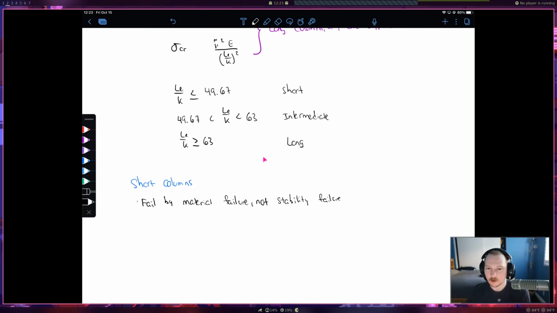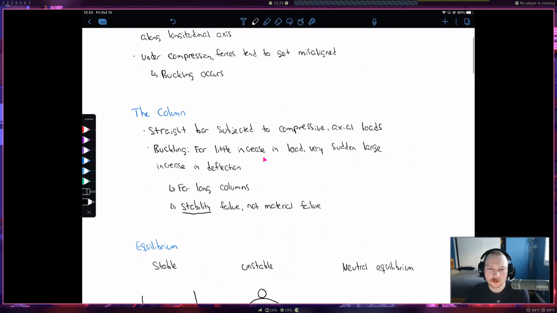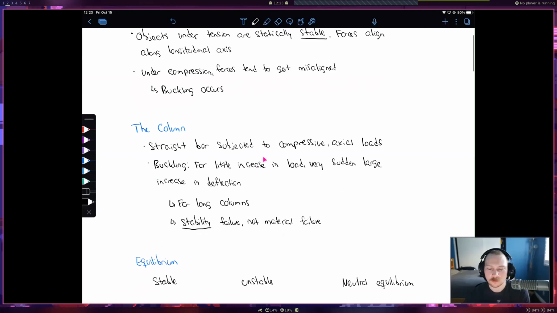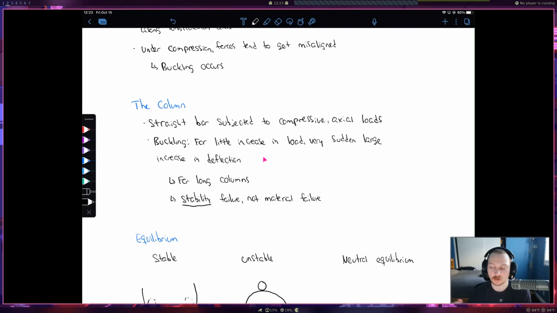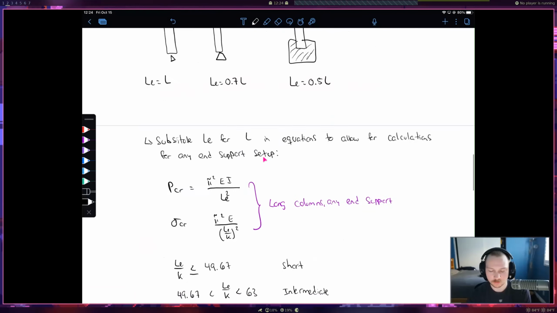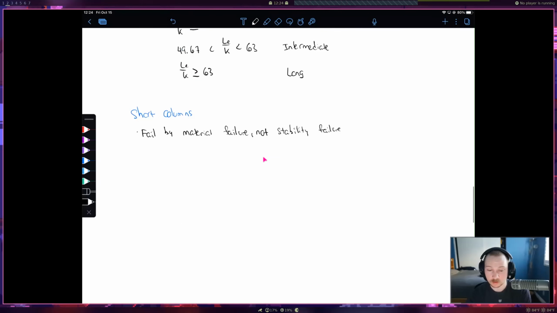Alright, so this is in contrast to the long columns up here. Remember, we said that long columns fail by stability failure, not material failure. So that's when they buckle. Our short columns are going to fail by material failure and not stability failure. So again, they fail by yield stress.